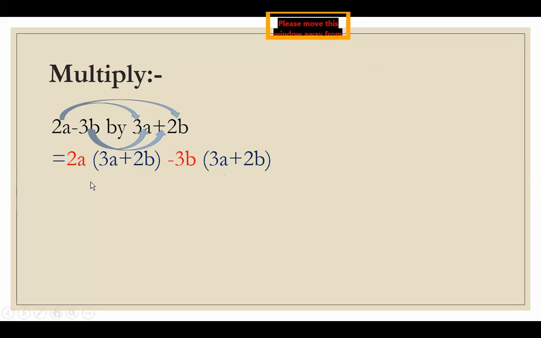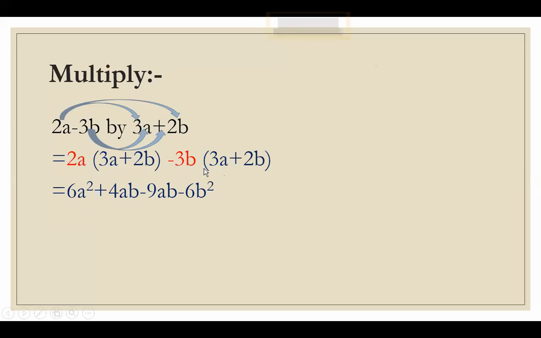Okay, so 2 3s are 6. A into a is, when bases are same, power will be added, we get 6a square. Okay, 2 into 2 is 4. A into b is ab. What about the third term? Minus plus minus, minus plus minus. 3 into 3 is 9. B into a is ab. Okay, now students, the last term, minus plus minus. 3 twos are 6. B into b is b square.